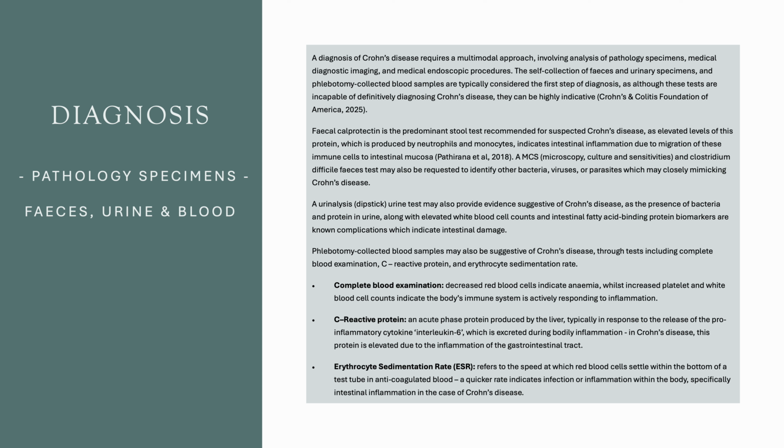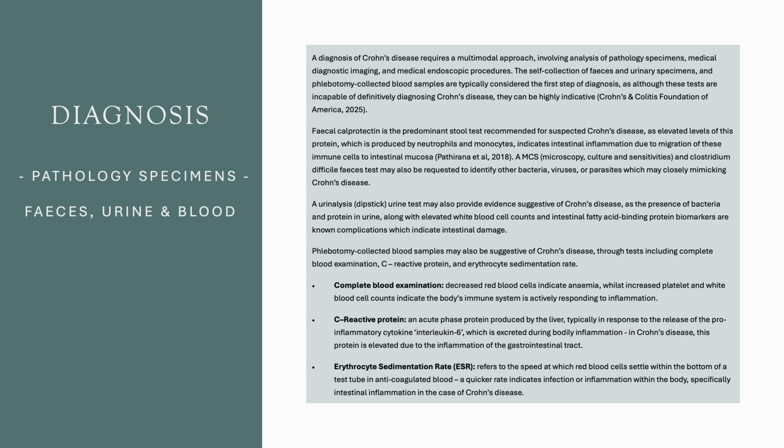Fecal calprotectin is the predominant stool test recommended for suspected Crohn's disease, with elevated levels of this protein, which is produced by neutrophils and monocytes, indicating intestinal inflammation due to migration of these immune cells to intestinal mucosa. An MCNS, microscopy, culture, and sensitivities, and a Clostridium difficile feces test may also be requested to identify other bacteria, viruses, or parasites which may be closely mimicking Crohn's disease.